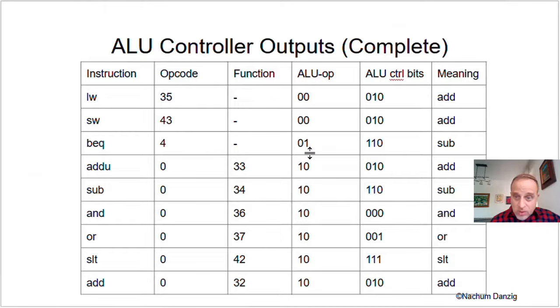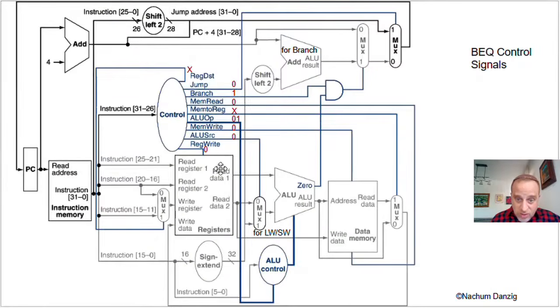BEQ, this is subtract. The 0, 1 on the ALU op is going to tell the ALU controller to spit out a 1, 1, 0 to the ALU, which is going to tell it to subtract. So over here, the 0, 1 is going to tell it to put out a 1, 1, 0 to tell it to do subtract. It's going to subtract the RS and the RT, but in order for that to have worked, this multiplexer has to have a 0 on it, and it does. See, the ALU source is 0, so that 0 is going to come through.